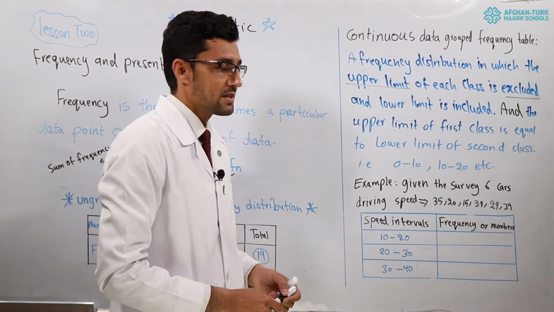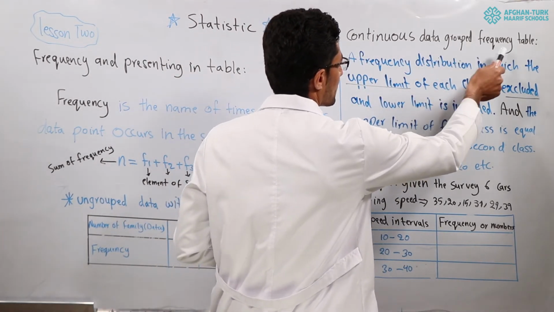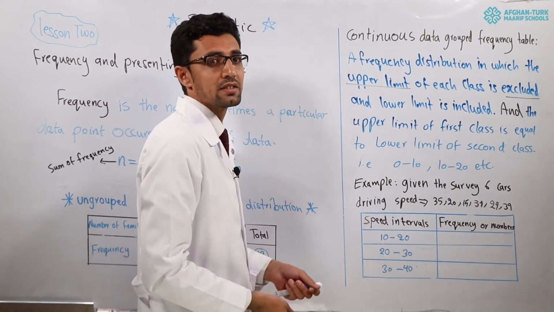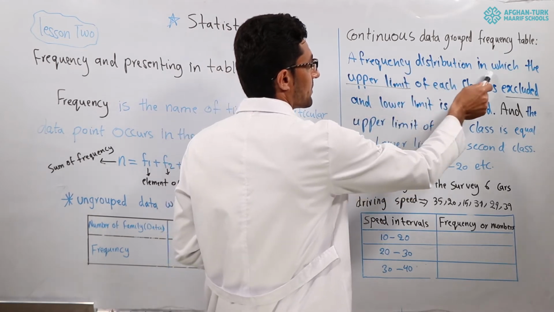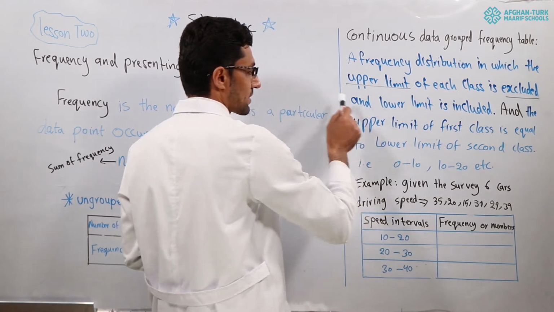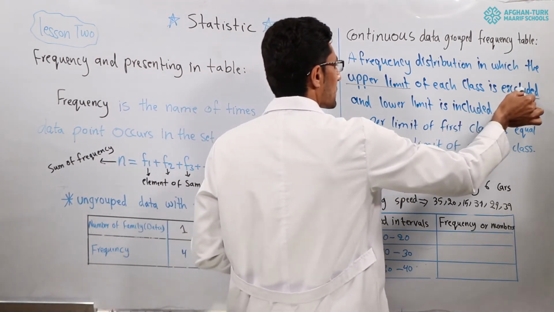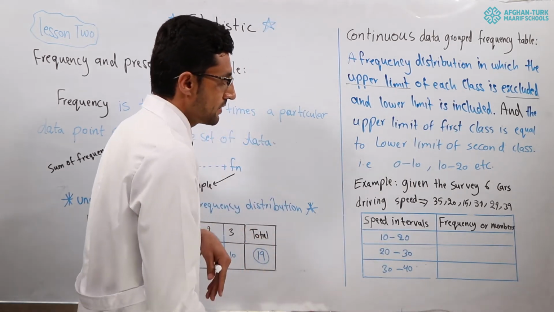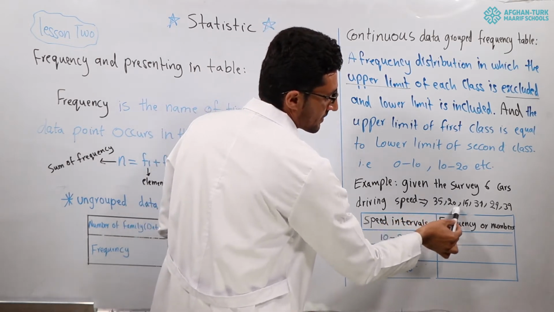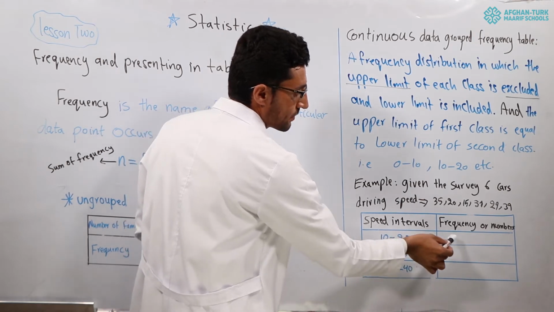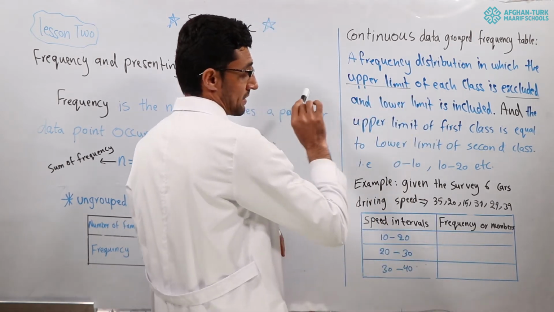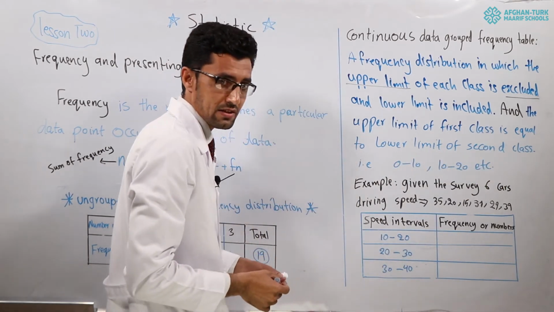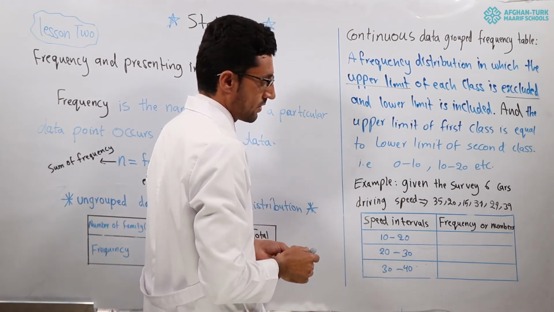That 12 shows frequency. Okay, dear students, now we are going to start the continuous data grouped frequency table. Continuous data, what does it mean? 10 to 20, 20 to 30, 30 to 40. This is called continuous data. Now, a frequency distribution in which the upper limit of each class is excluded and the lower limit is included. What does excluded mean? It means not counted. The upper limit is not counted and the lower limit is counted. Here we have 10 to 20 and we have data, so from 10 to 20 we use the frequencies here. And the upper limit of the first class is equal to the lower limit of the second class. What does it mean? I want to give these ones to you as information.